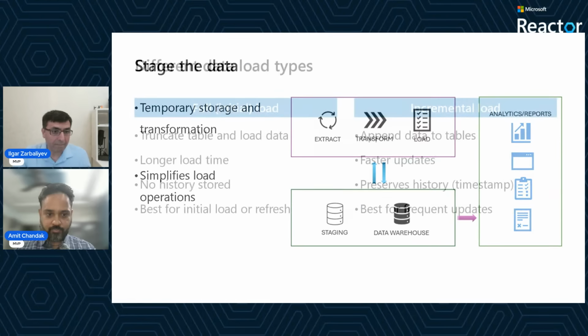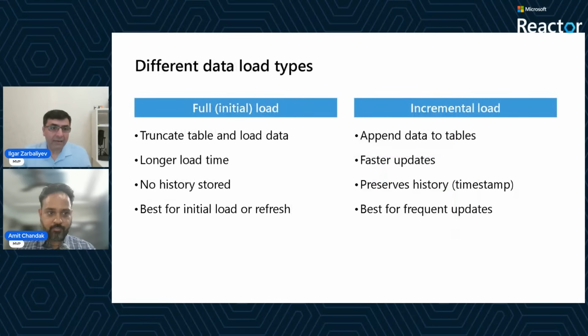Next slide, please. There are two types of data loads to consider when loading a data warehouse: full load and incremental load. Full load is the process of populating the data warehouse for the first time. It may take longer to complete due to the amount of data being handled. This method is typically used when setting up a new data warehouse or when a complete refresh of the data is required.